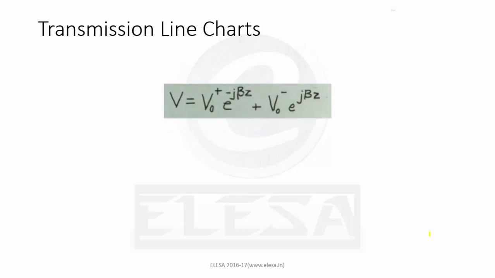Also, the calculations made by calculators do not provide an insight into what is really happening. So the solution to this is the transmission line charts. So let us consider this equation. V is equal to V naught plus e raised to minus j beta z plus V naught minus e raised to j beta z, where z is the distance from the load impedance, beta is the wave number, and V naught plus and V naught minus are the voltage maxima and minima respectively.